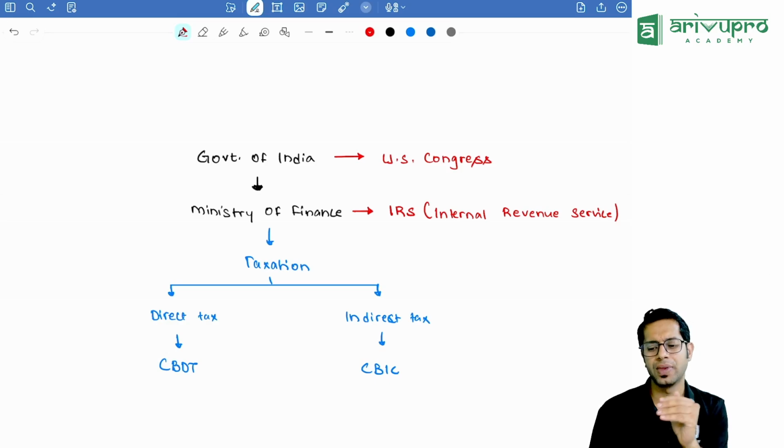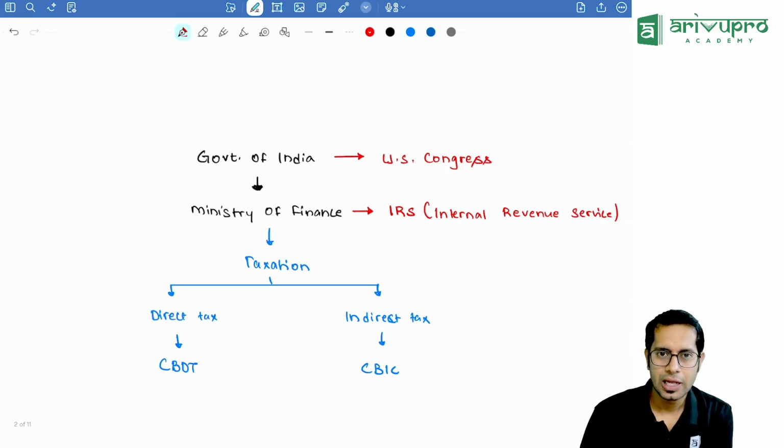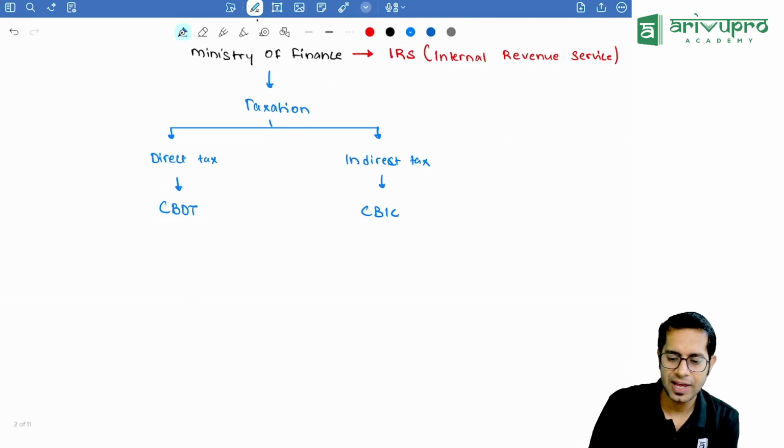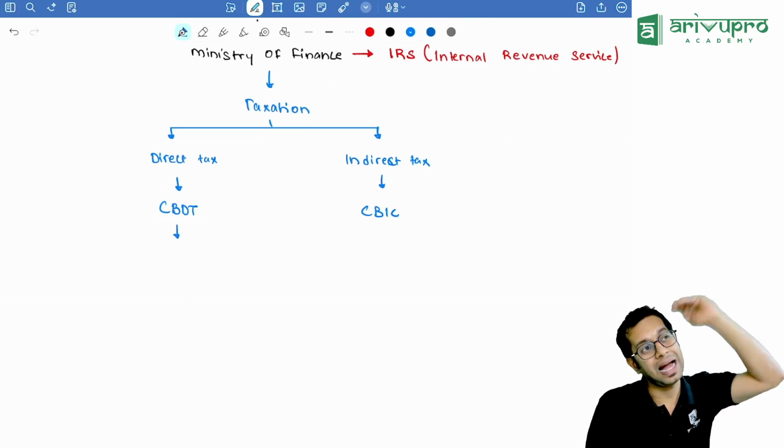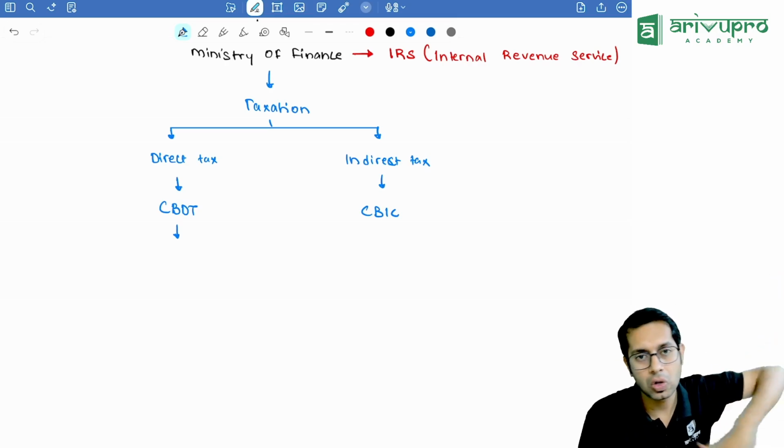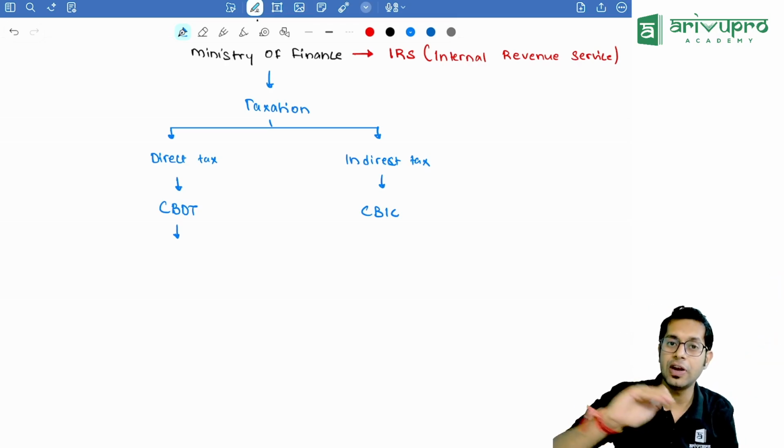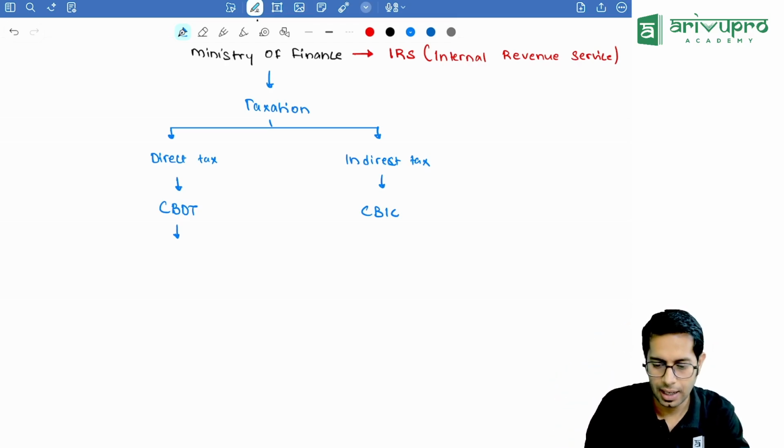Now in CBDT, if you see, in India we have CBDT, this is the main board, the highest level. But locally also we have many officers. We have different levels of officers in our tax laws.